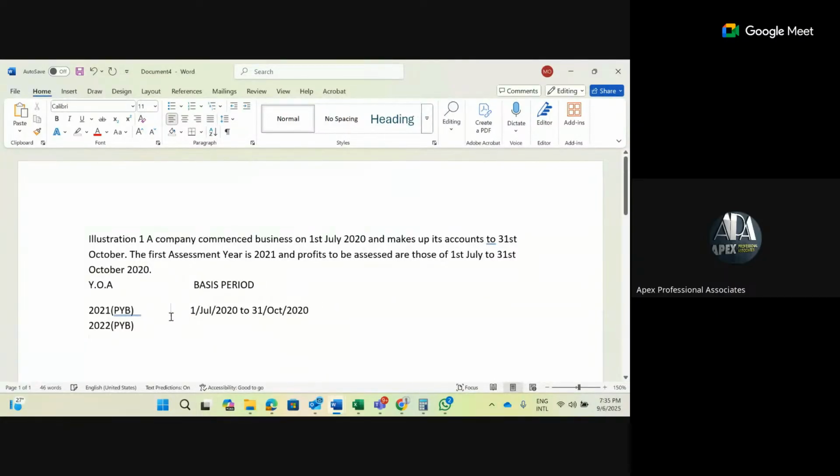And the basis period, the rule says that your second year is going to be the date immediately after the end of the first accounting period. What is the date after the end of 31st of October 2020? It's going to be 1st of November 2020 to the company year end again, 31st of October 2021.